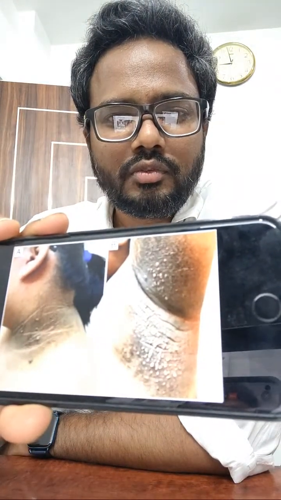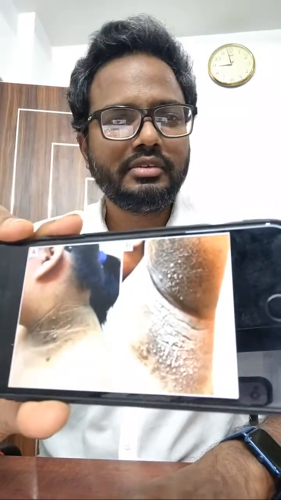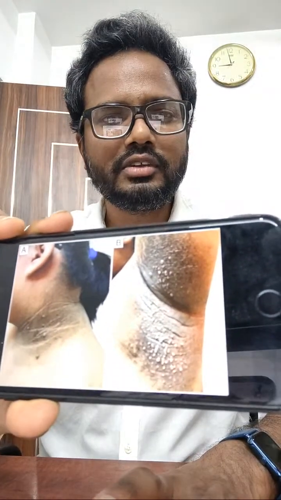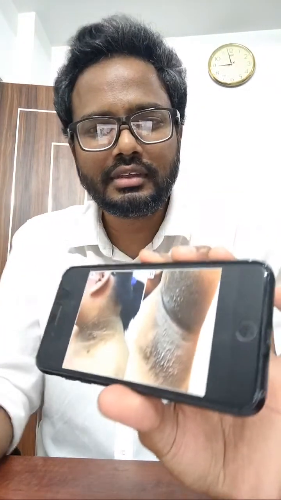So what is the diagnosis? Let me just briefly review the information related to this lesion. It's called acanthosis nigricans. Yeah, you're right. Very good. So what is this acanthosis nigricans?